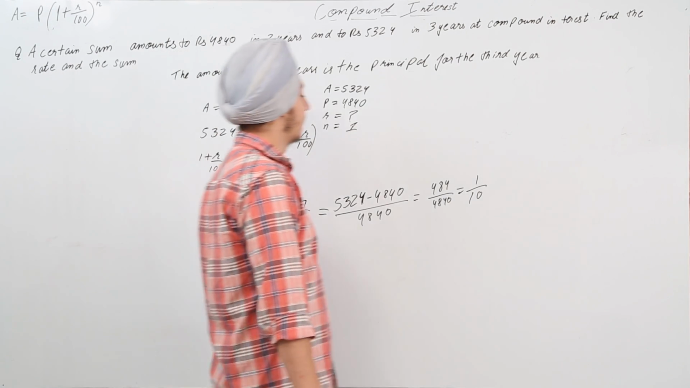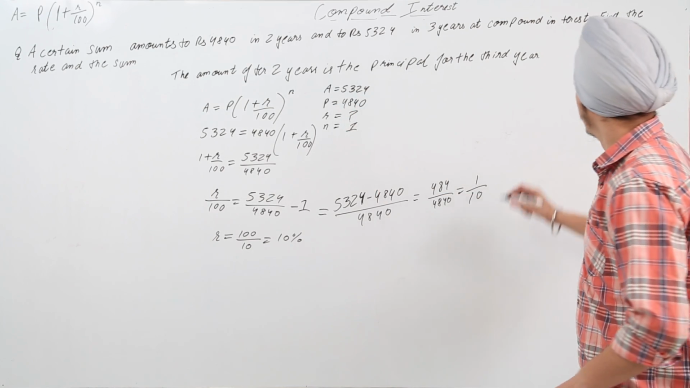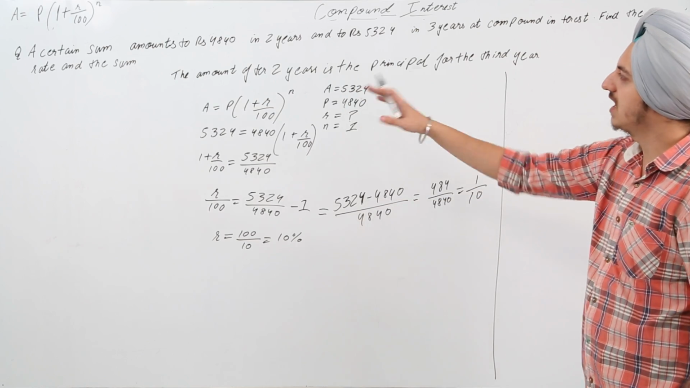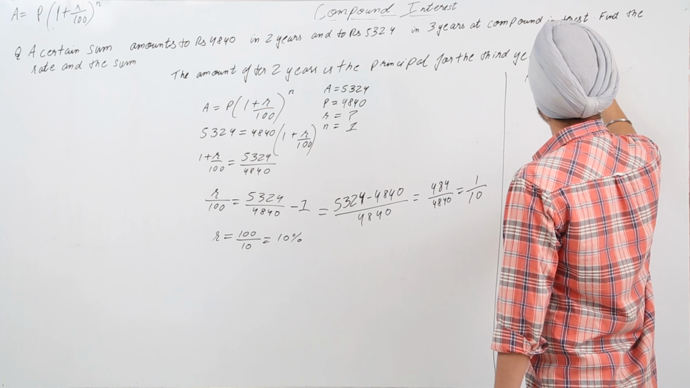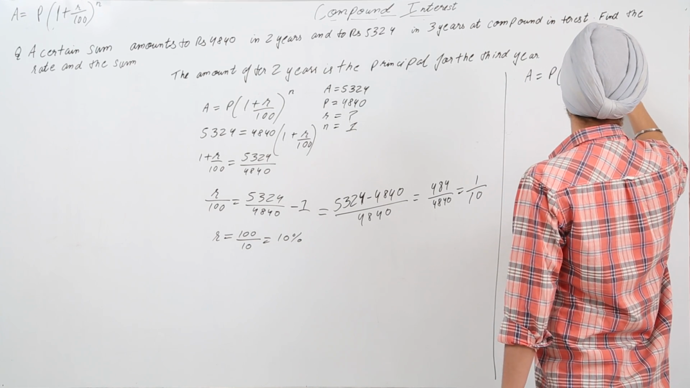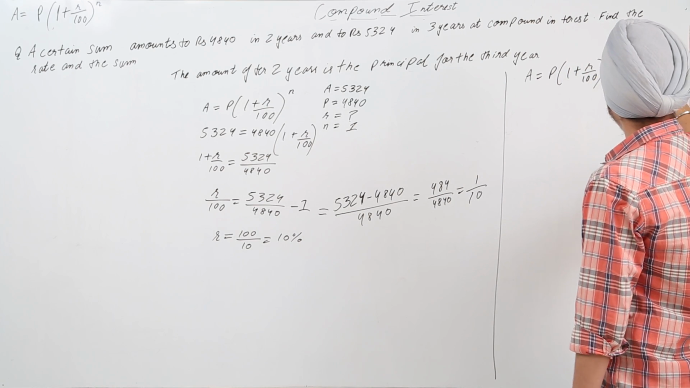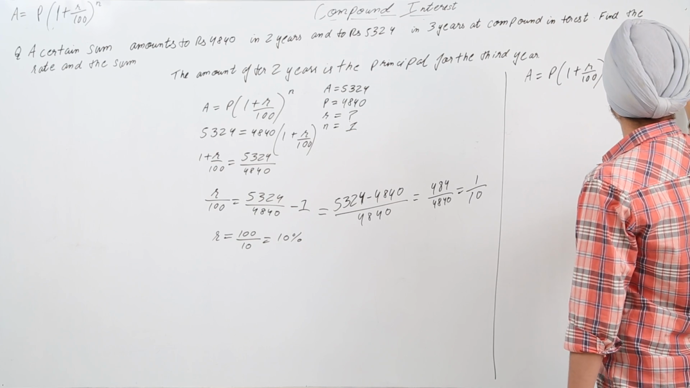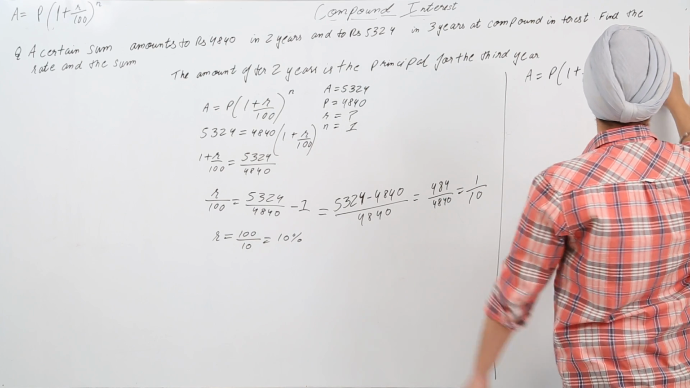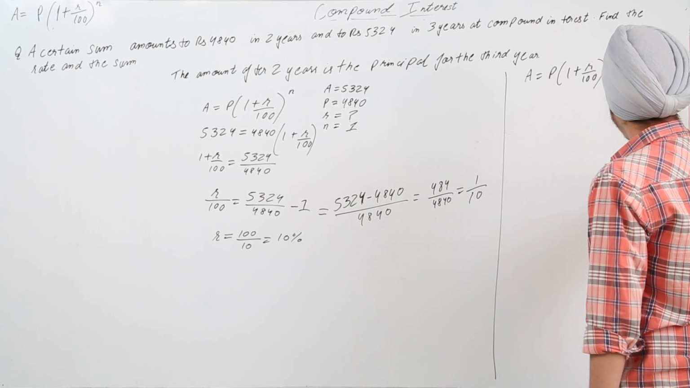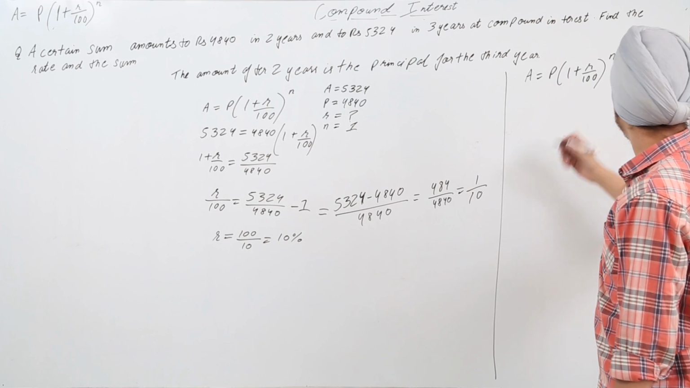So what do we have to calculate now? We have to calculate the principal. So now we know that the amount after 2 years is 4840, right? So we have a formula A equal to P into 1 plus R by 100 raised to power n, right? So we have A equal to 4840, R equal to 10%, n equal to 2 years. And what do we have to calculate? We have to calculate P. So what do we do now?